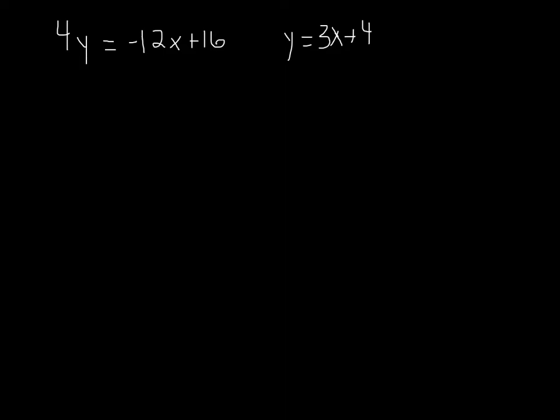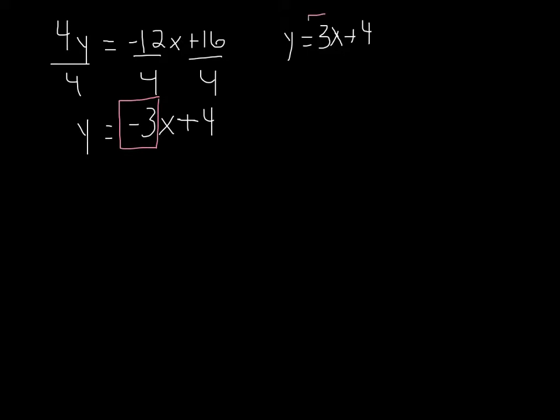Alright, so again, y is not solved for in the first one, but it is in the second one, so that's good. We're going to divide by 4 all the way across, and we get y equals negative 3x plus 4. And then the second one, y equals 3x plus 4. Let's look. Our slopes are negative 3 and positive 3. Those are not the same, so no, they are not parallel. It's just as simple as that.